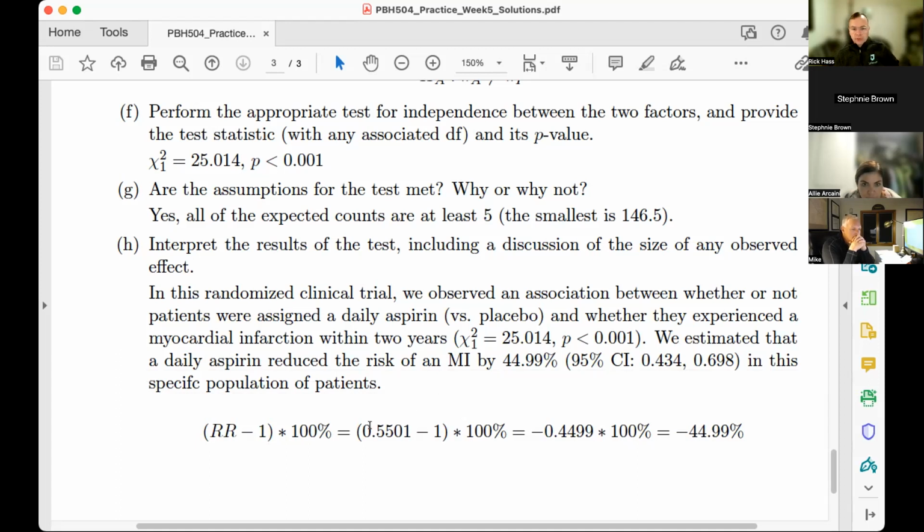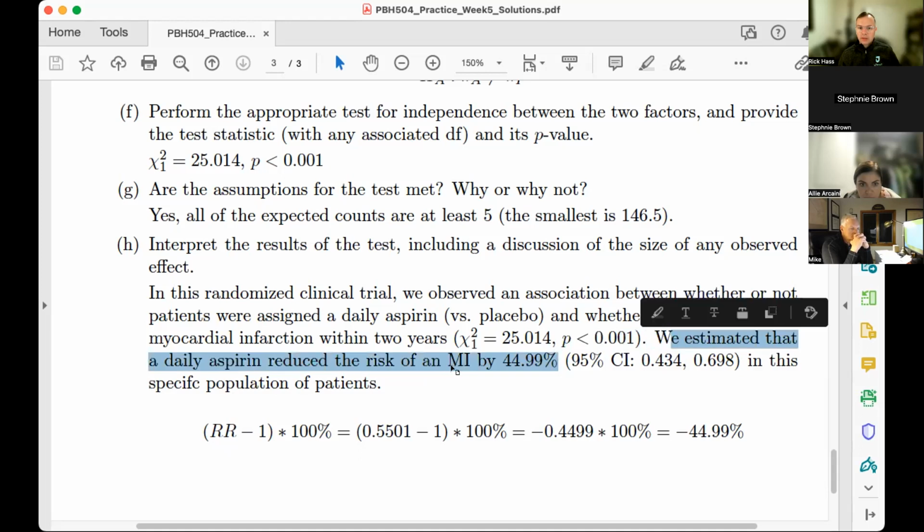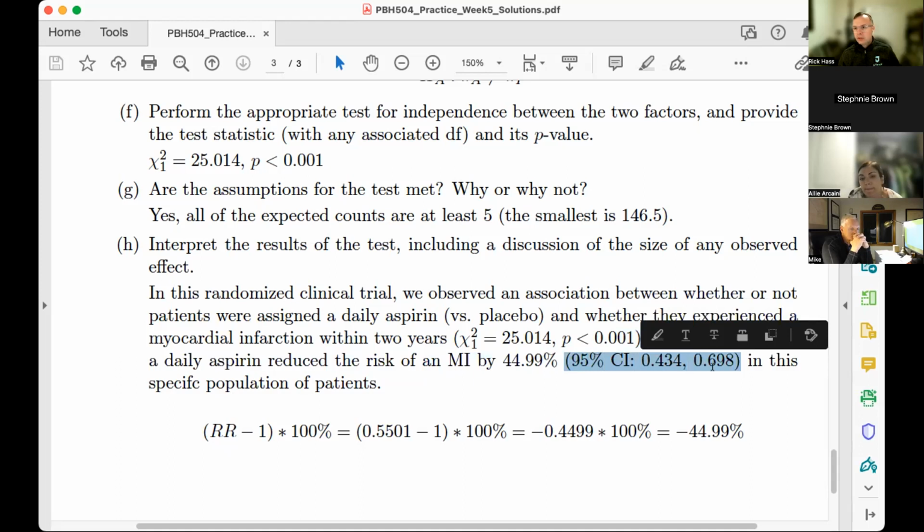So how do we get that? From that third line of the table, we're taking the reciprocal of the 1.8. We get 0.5501, subtract 1 from that, multiply by 100%. Right? We get negative 44.99%. So, right, the group on the top had lower odds of heart attack. So note here that we're giving the percent change as our point estimate, but the confidence interval we always give just as the odds ratio.